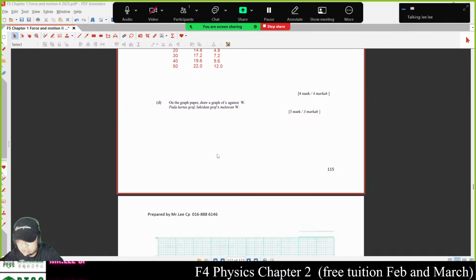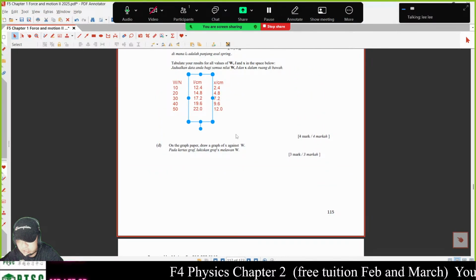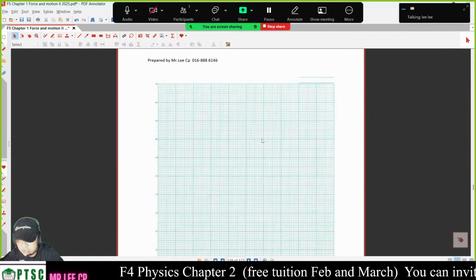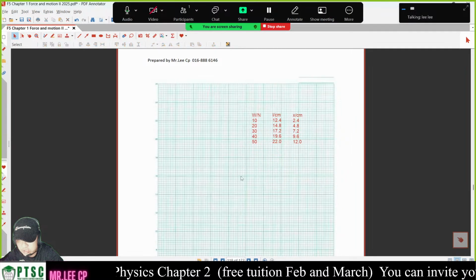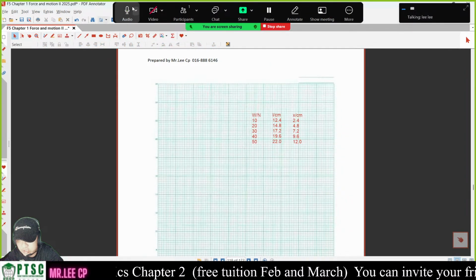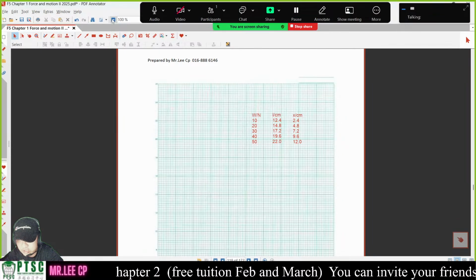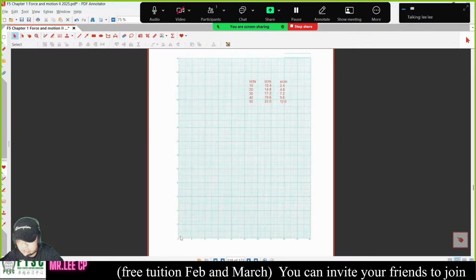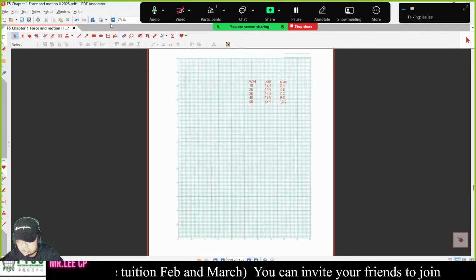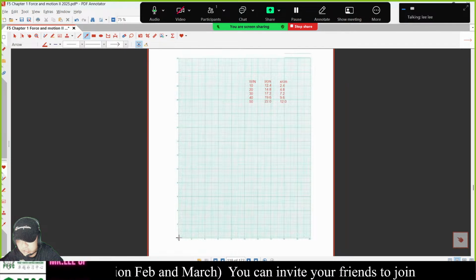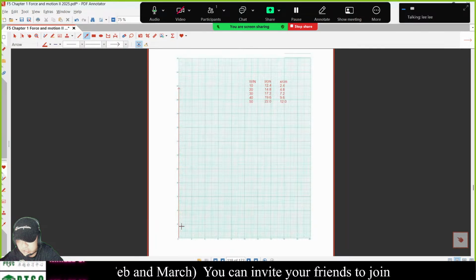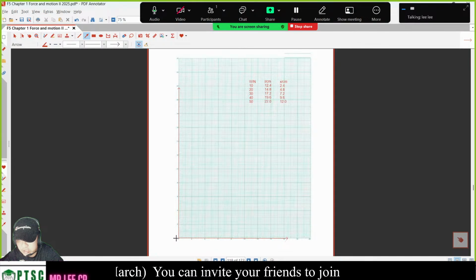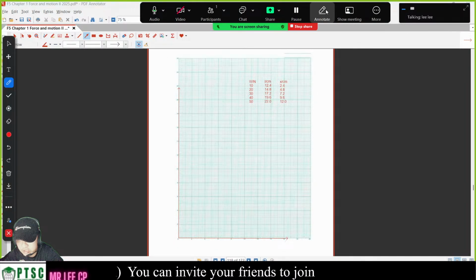So you put in the data already. Now you are going to plot the graph. I put it here first so that it's easier for me to do it. I make it smaller. Now remember, this graph doesn't have a negative y-intercept, so you must start from here, and this is the origin.